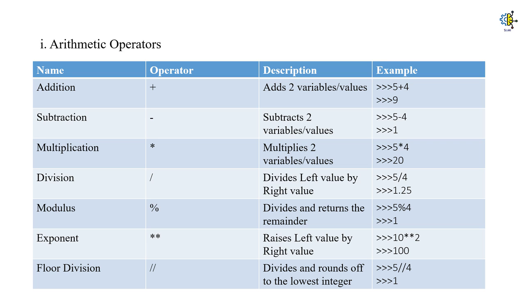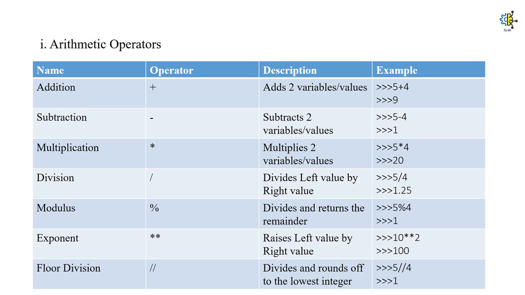The modulus operator is used to return the remainder left after you divide two values. For example, when you divide 5 and 4, the remainder is 1, which is what you get when you do the modulus of 5 and 4 as shown in the example. The exponential operator is used to raise the value of the left-hand operand to the power of the right-hand value. So as shown in the example, when you do 10 exponent 2, you'll get 100, which is the value of 10 raised to the power 2.